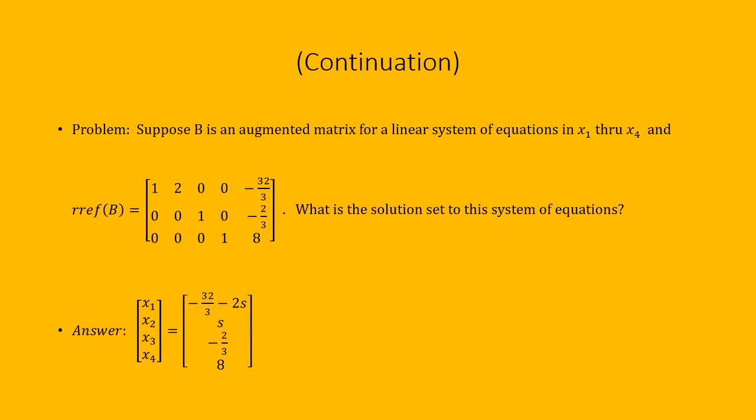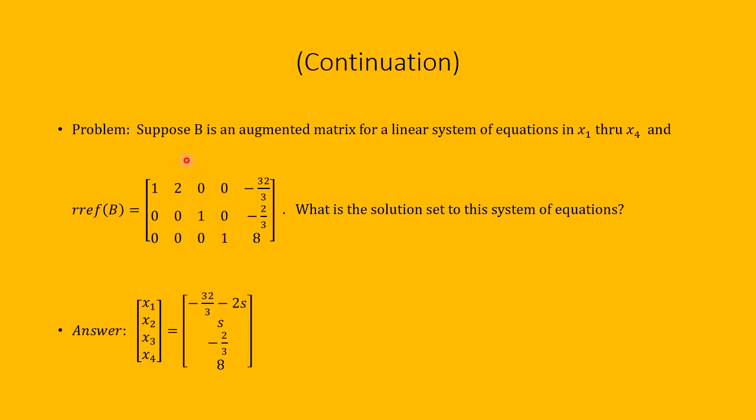Let's continue with this example just a little bit further. Suppose that B is an augmented matrix for a system of linear equations in x1 through x4, and as we saw on the previous slide, the reduced row echelon form of B is this matrix. What is the solution set to this system of equations? Well, if we look at this, we saw that x sub 2 is a free variable because x sub 1, x sub 3, and x sub 4 were leading variables.